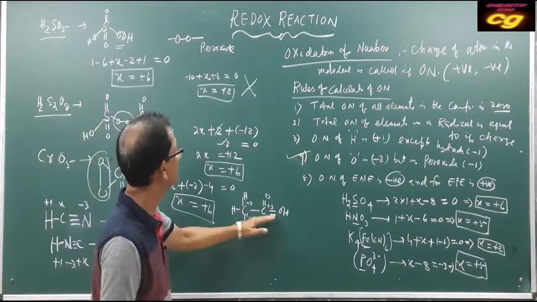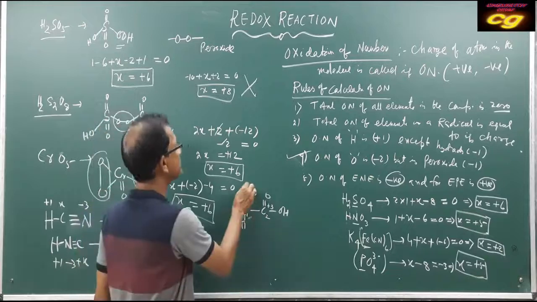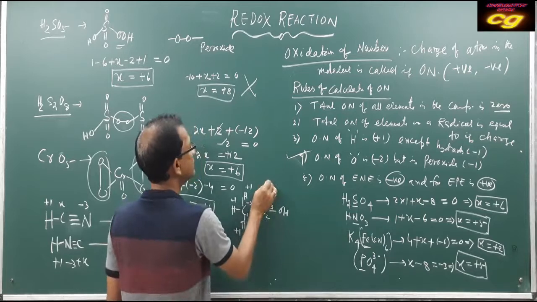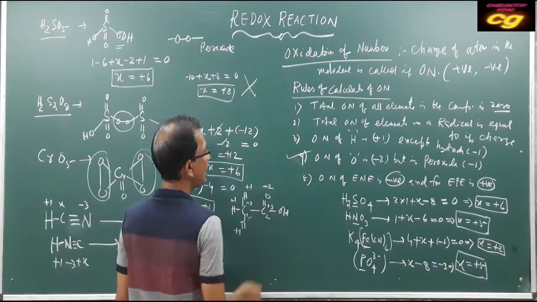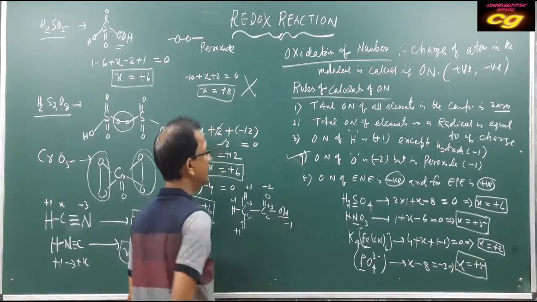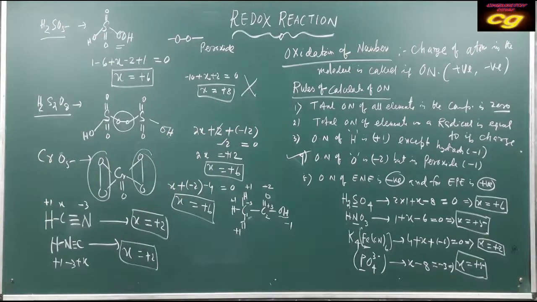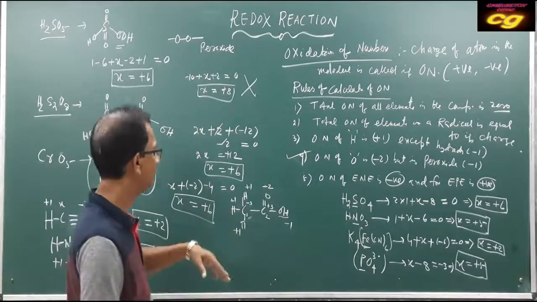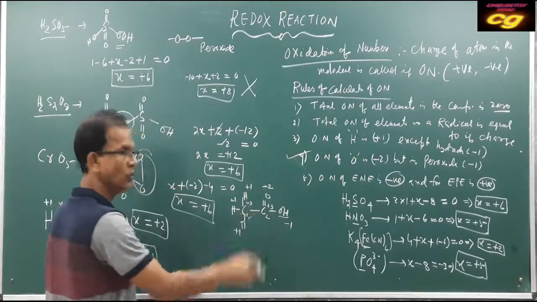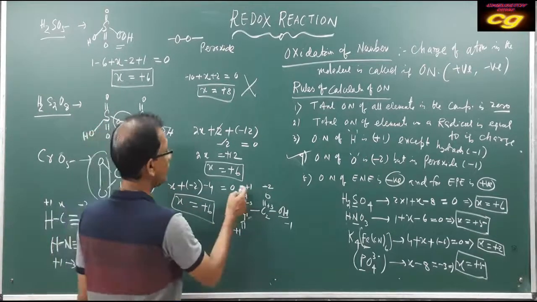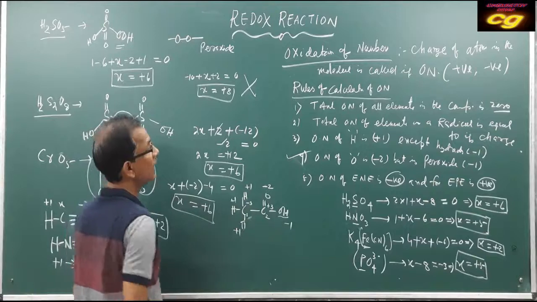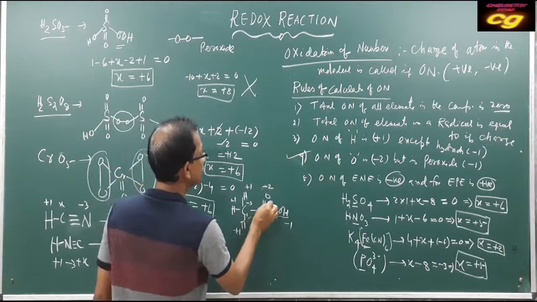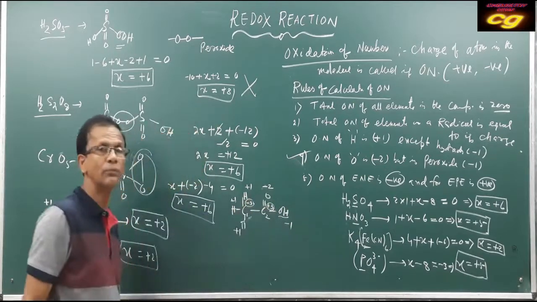If you see, this is +1, this is +1, this is also +1, this carries -2, and the whole hydroxide carries -1. In this also you can calculate that the total oxidation number is 0. +3 and -3 is 0, and here -2 and -1 is -3, and +3 gives 0. So this is the oxidation number of these two carbons.